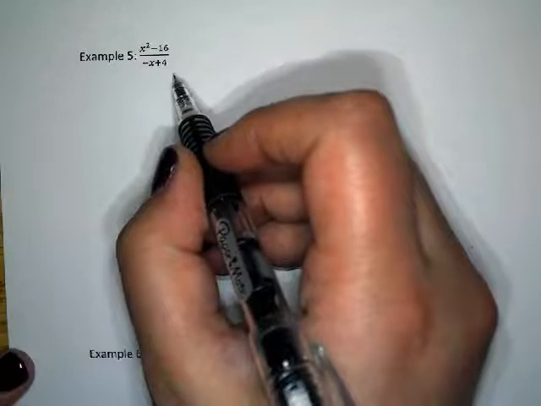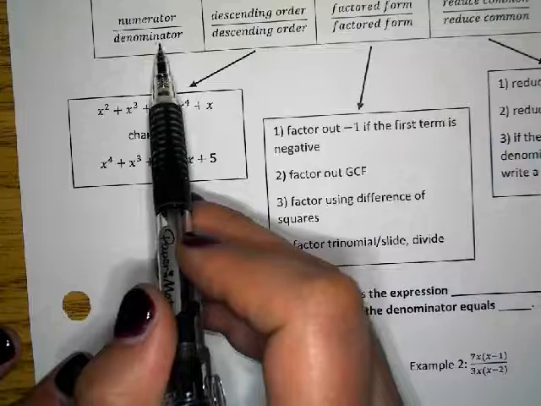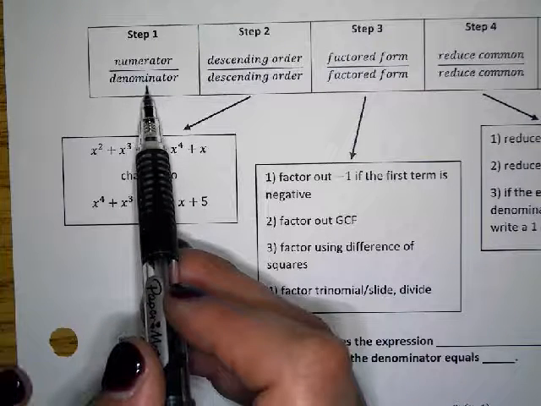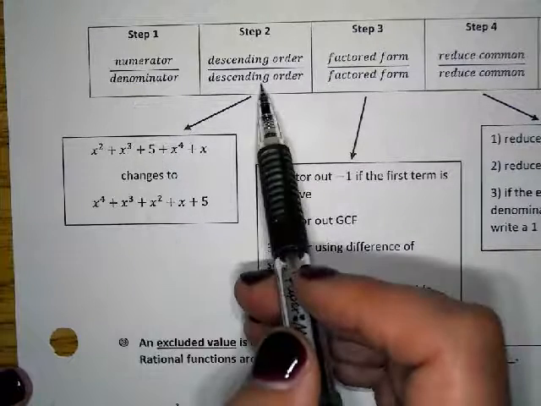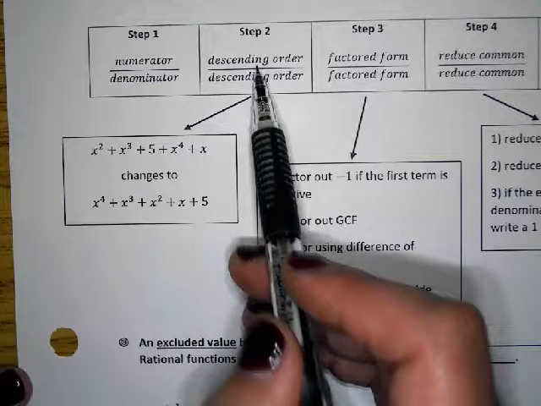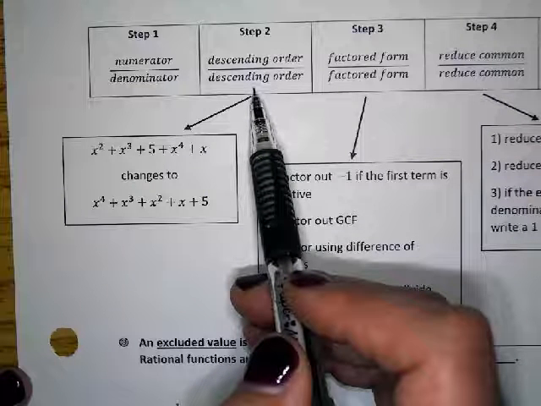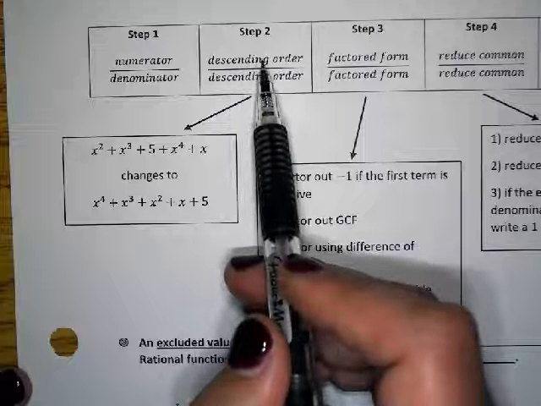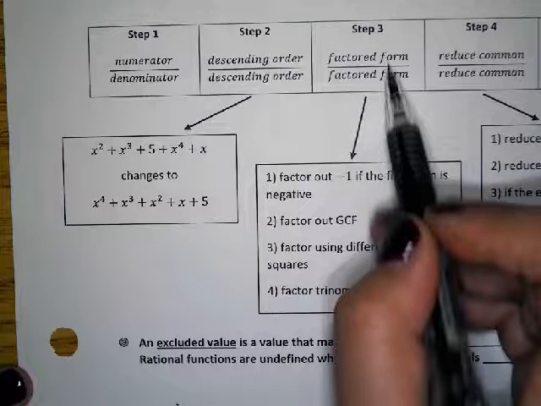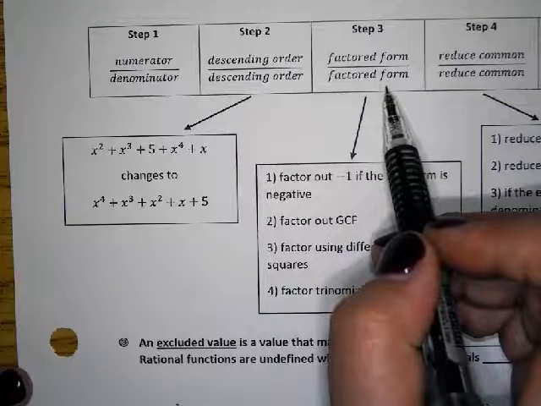So if we look at this problem and we do the steps, is example 5 written as numerator over denominator? Is example 5 written in descending order? The exponents are in correct order? Yes. Okay, is it written in factored form? No. Okay, so let's factor it.